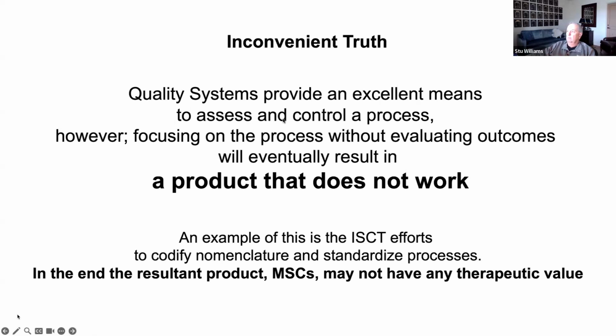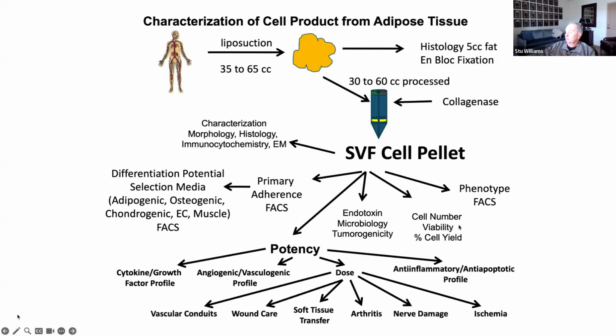Quality systems provide an excellent means to assess and control the process. However, if you focus on this process only without evaluating outcomes, the final product eventually will not work. And this is a problem of dealing with quality assurance. We've got to make sure that outcomes are evaluated. And when it comes to the ISCT efforts, if you force everybody to define these cells by a specific set of CD markers, positive or negative, their ability to adhere to blank polystyrene, it is going to become problematic because you may end up with a cell that has no therapeutic value or limited therapeutic value for the clinical applications that you have in mind.